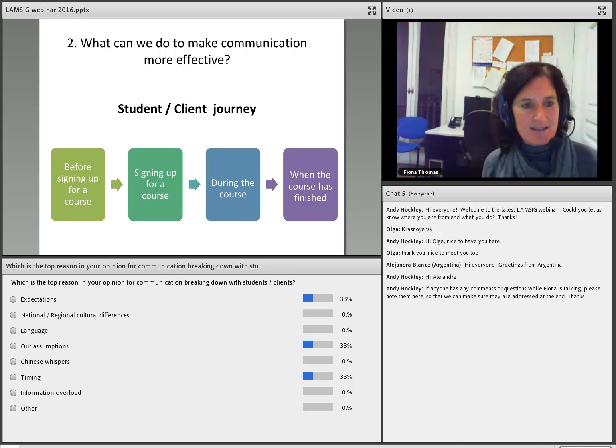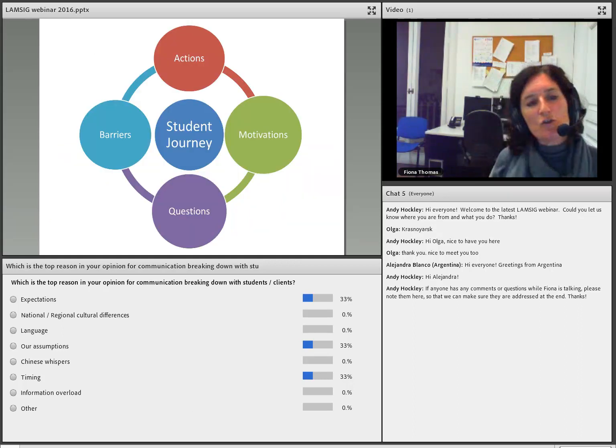So in our case, for me, these are the very logical stages. You've got the stage before your students or clients sign up for a course, before they contract your services. Then you've got the actual signing up for a course. You've got the stage when they're actually studying with you, so during the course. And then also importantly, you've got when the course has finished and how you continue your relationship with these people after the course is actually finished.